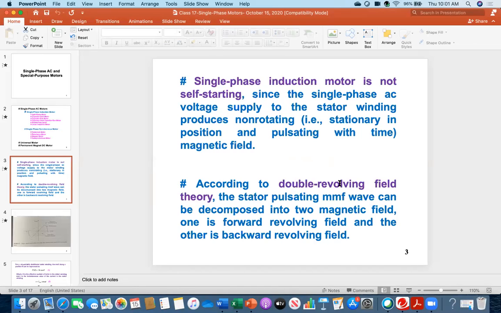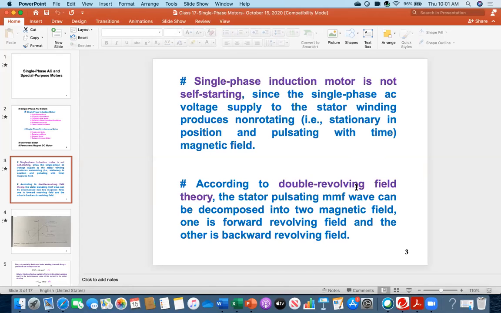This double revolving field theory is applicable to the single phase motor only. This is not for the three phase. In three phase, there is only one rotating field, either rotating in the forward direction or only in the backward direction. So you might be asked this question, what is the double revolving field theory? Then you should answer that this is related to the single phase induction motor.